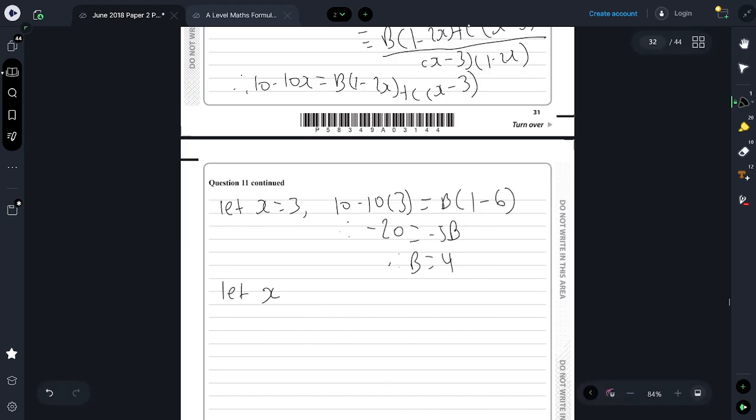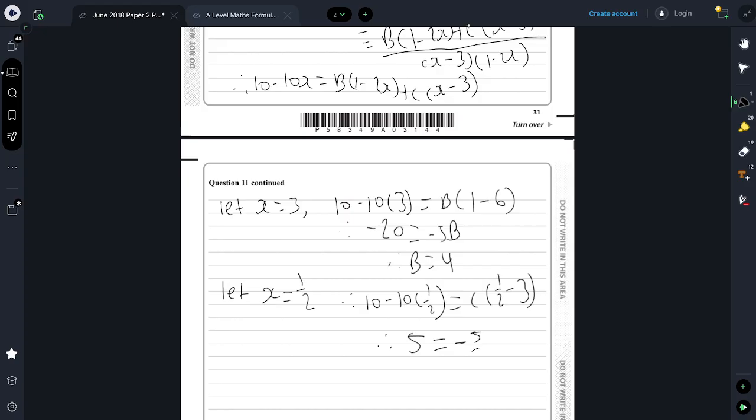Likewise, again, let b be 0. So 1 minus 2x has to be 0. So x has to be a half. Therefore, 10 minus 10 of a half is equal to c of a half minus 3, which means 10 minus 5, which is 5, has to equal minus 5 over 2c, right?